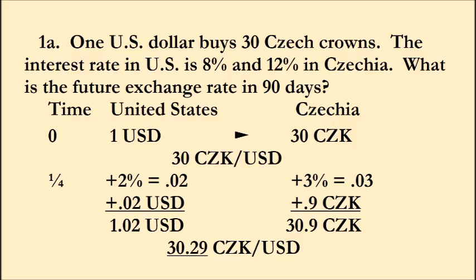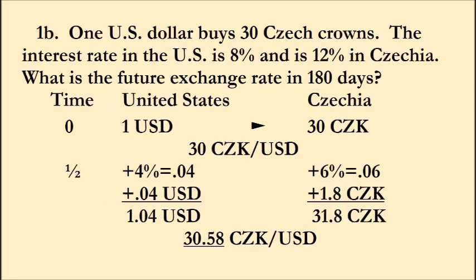And of course, we need a bunch of examples. US dollar buys 30 Czech crowns. The interest rate's 8% in the US and is 12% in Czechia. Well, a 90-day future exchange rate, that would be a quarter of a year, would gain 2%, that's 1/4 of the 8 in the US, and 3%, 1/4 of the 12 in Czechia. And the gain goes to each account in each currency, and the new exchange rate now goes up to 30.29. Notice that's almost 1%. You really should not add percentages.